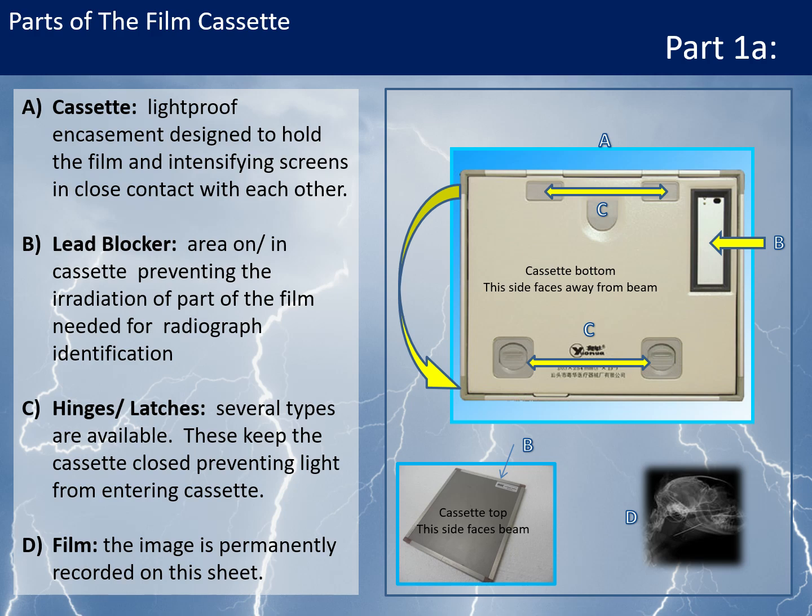A side note, when you're placing the cassette or the film into the tabletop or the bucky tray or on top of the table, you want to have the cassette positioned usually with the smooth side up. As you can see on the cassette picture labeled A, B, C, and D, there are hinges and latches on it. If you place the cassette upside down, these will appear on your image.